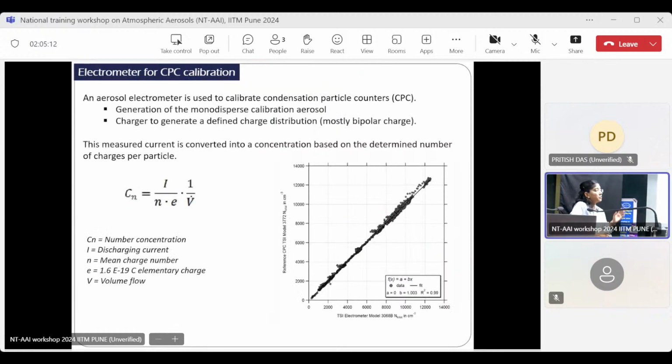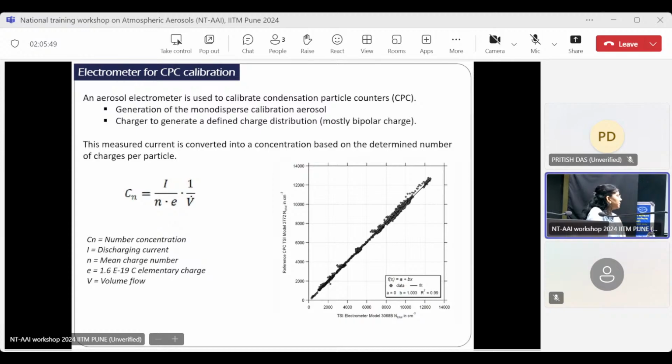Since charge or current is the basic property, using this electrometer the CPCs are calibrated. For that, there is an equation which relates your number concentration with the current. But when you are relating them, you need to know the charge, because you cannot relate directly. So if you want to calibrate, you need to know the charge on the particles from which you are calibrating. The known charge particles are measured by the CPC as well as the electrometer.